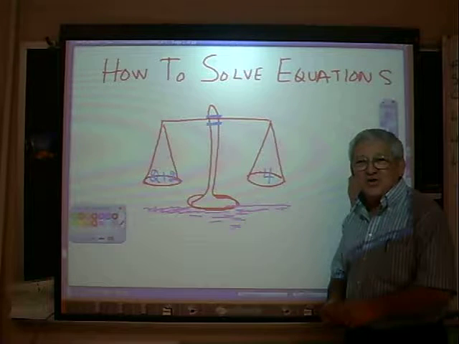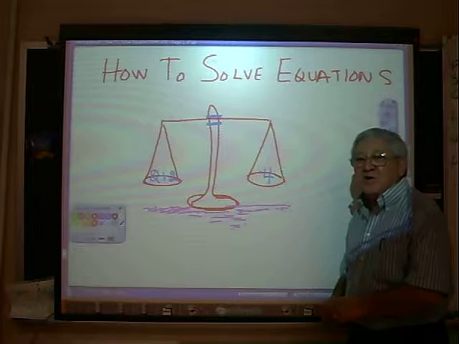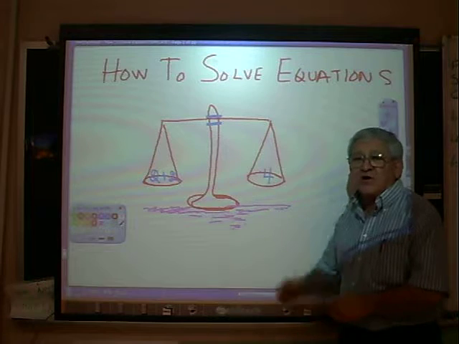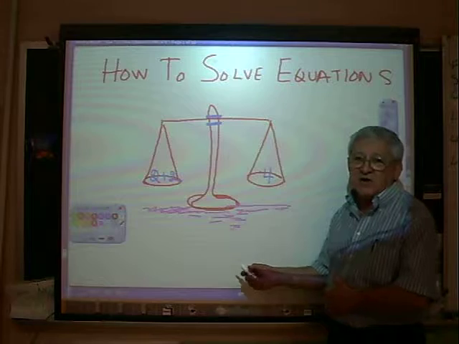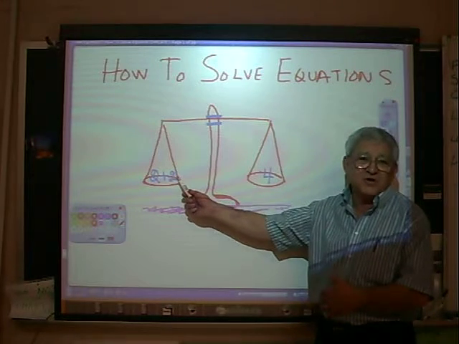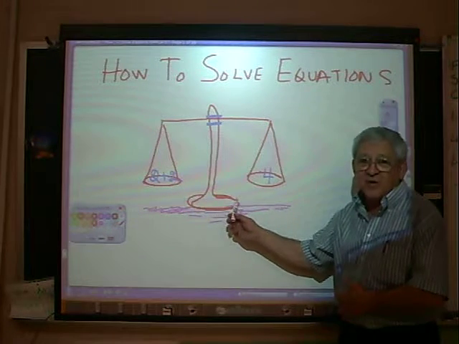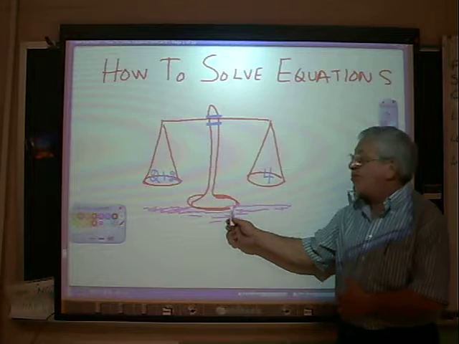Going to show you how to solve equations. An equation is nothing more than a balance scale, where the left side is equal to the right side. So if I have a typical balance scale here, on the left side I have 2 plus 2. On the right side I have 4. 2 plus 2 balances 4.